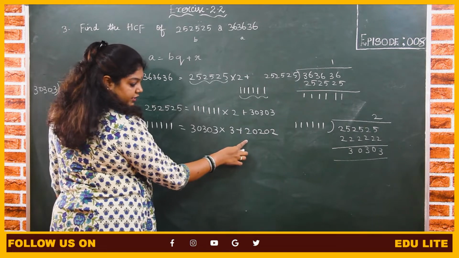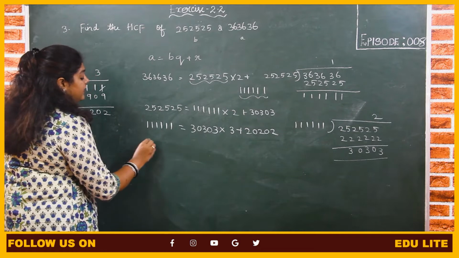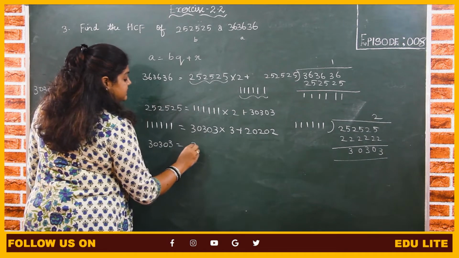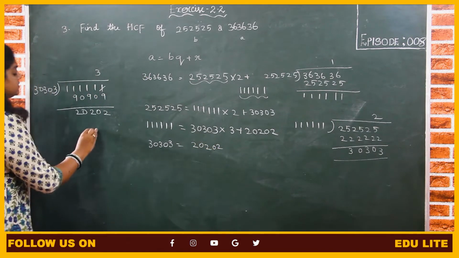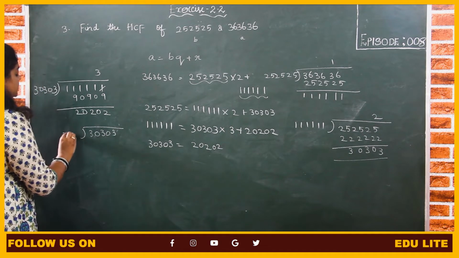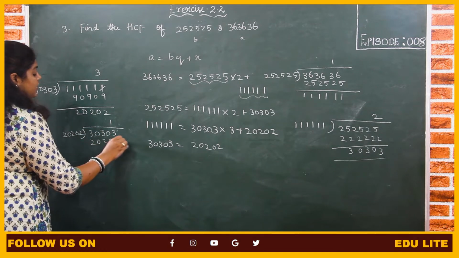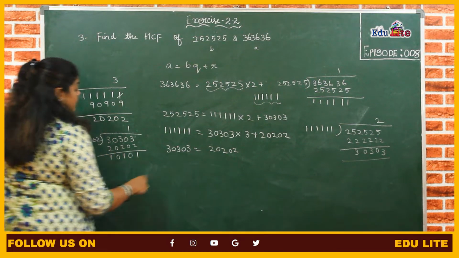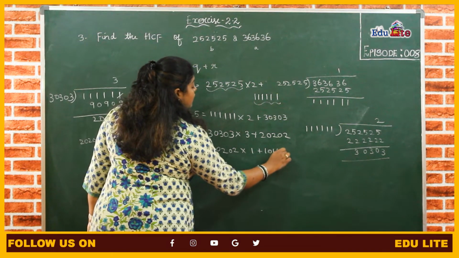Again the remainder is not equal to 0. We have to proceed with Euclid's division algorithm. Now 3030303 will become the dividend and 2020202 will become the divisor. So 3030303 divided by 2020202, we will choose 1 times 2020202. The remainder will be 1010101. So 2020202 into 1 plus 1010101.